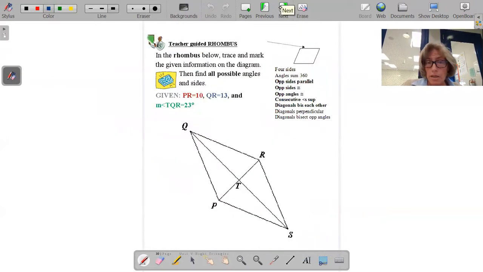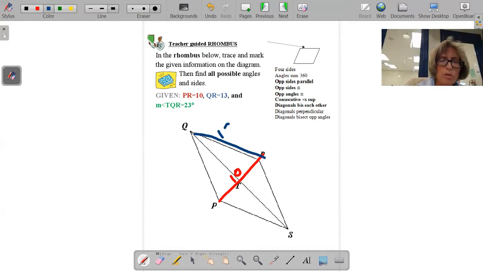Rhombus is a little easier. We have ourselves a rhombus here. And we are told that P2R is 10. The whole thing is 10. And Q2R is 13. And TQR, which is right here, is 23.